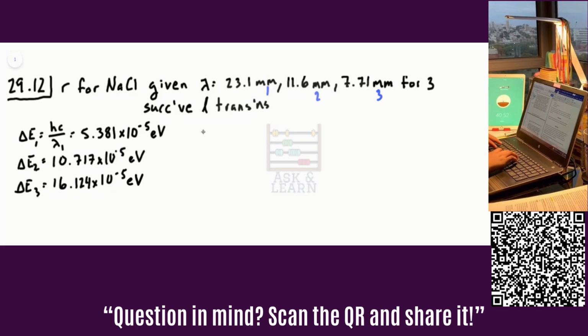Now we note that what we've called delta E2 here is approximately twice delta E1. And we would expect these not to work out to be exact integers because of rounding and significant digits and all that. Delta E3 over delta E1 is approximately 3, so 2.996, very close to 3.